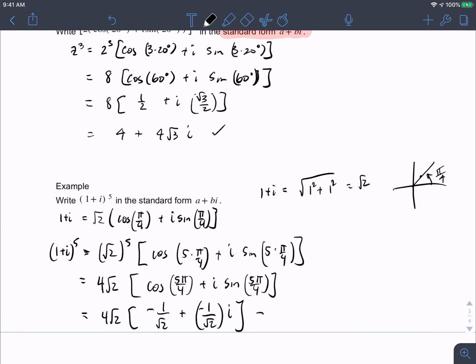And then since we want to put it in standard form, we're going to distribute through, and so I'm going to get negative 4 minus 4i. And this will be our answer.